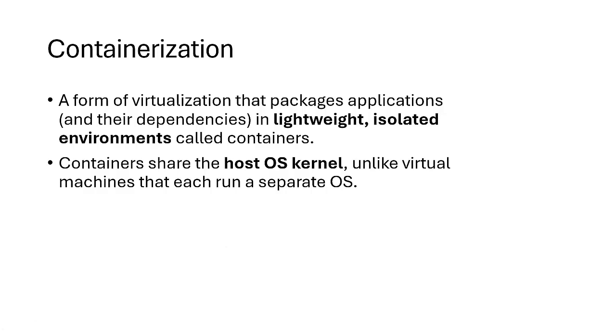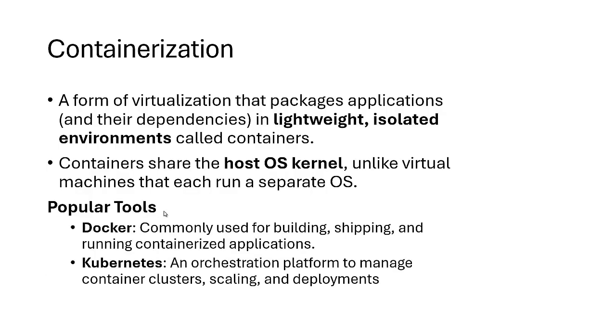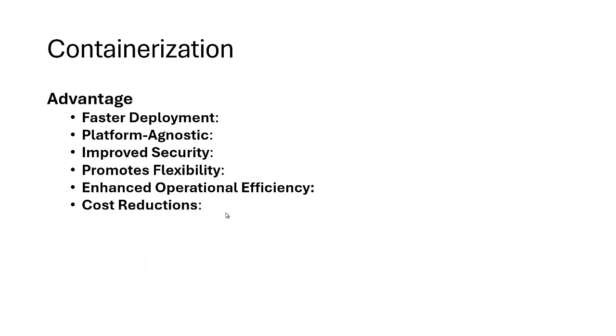The popular tools we use for containers are Docker, commonly used for building, shipping and running, and Kubernetes for orchestration. So the advantage is faster deployment. What is the meaning of faster deployment? Faster deployment means the containers are lightweight. We can start them quickly.